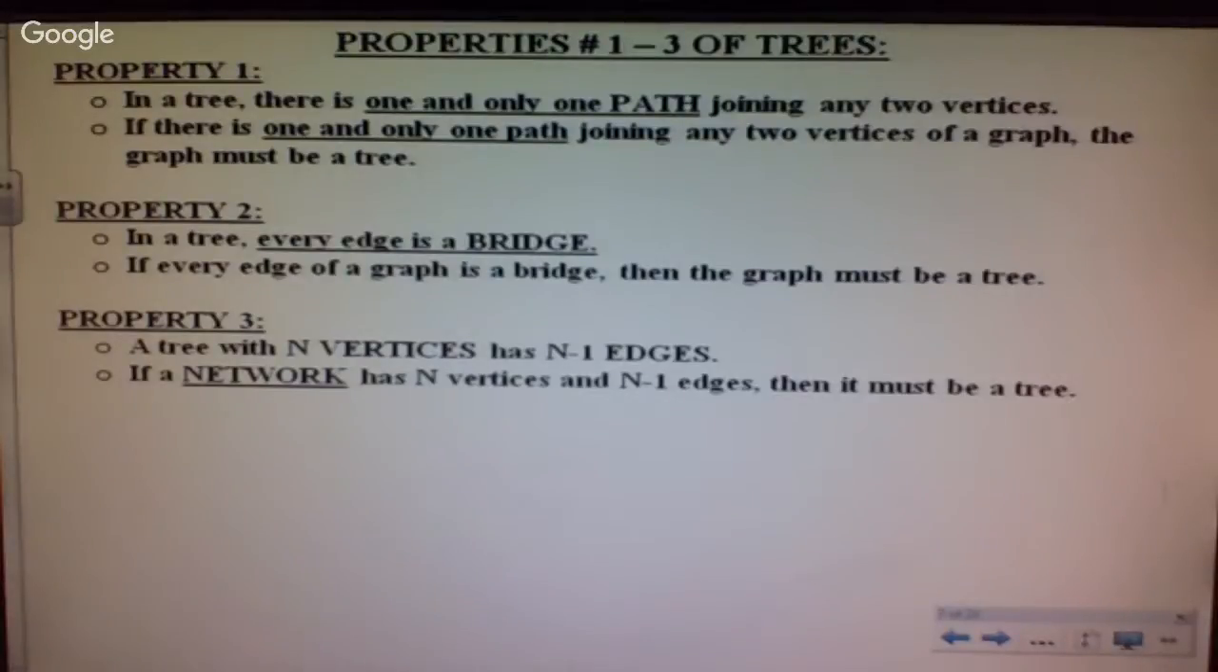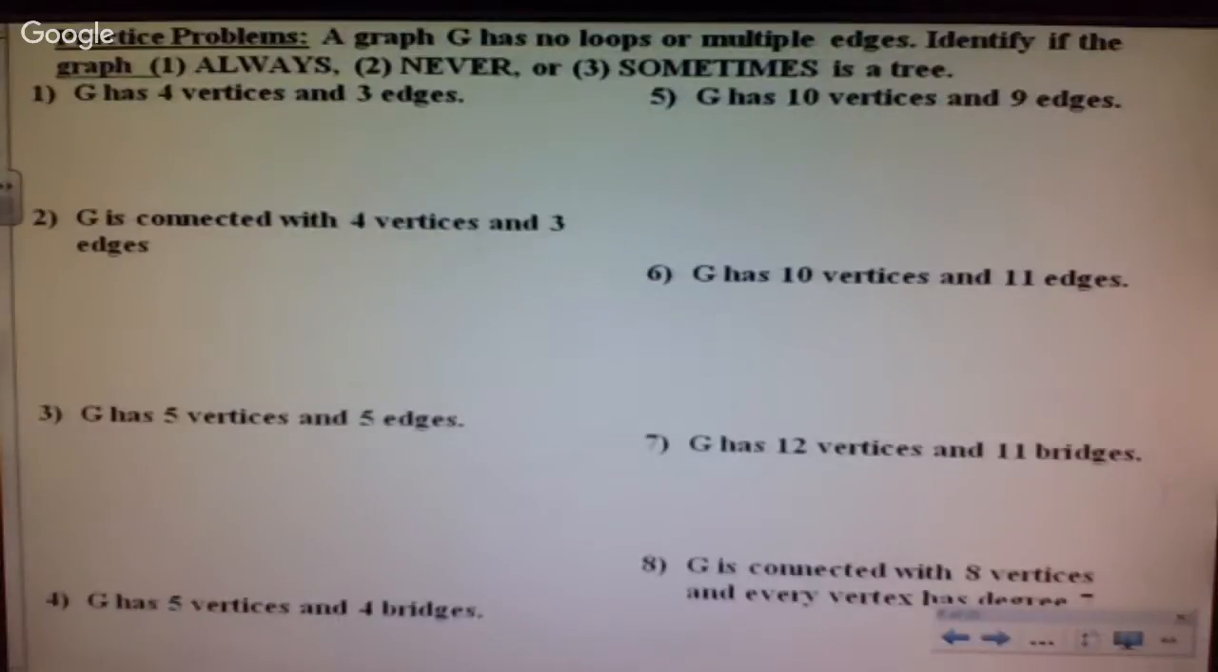Okay. So these are all of the properties that make a tree. Remember, we already talked. Must be connected. Your vertices have to be one more than your edges. All of your lines have to be a bridge, which means that there's only one path that joins two vertices. There's only one line that connects two points. So you should be able to take a look at each one of these and tell me that's always a tree, never a tree, or that can sometimes be a tree.